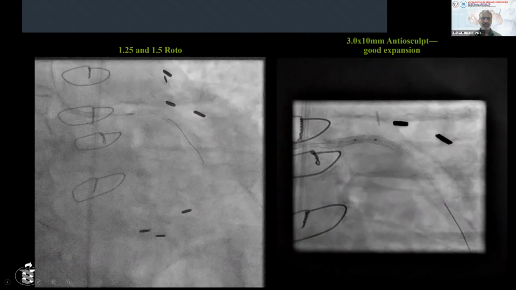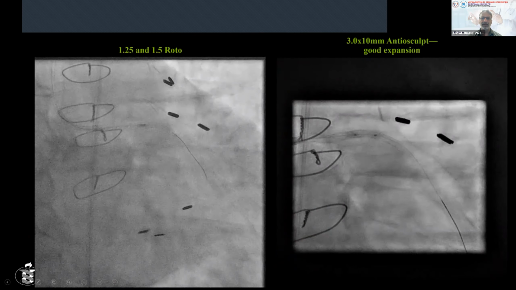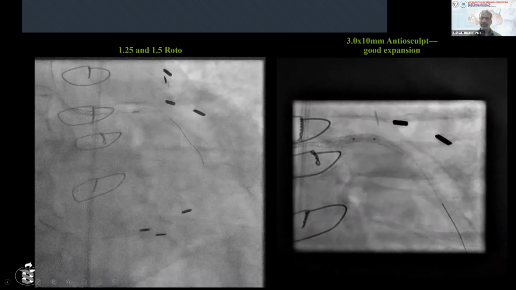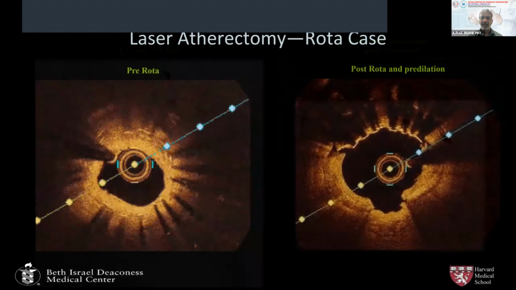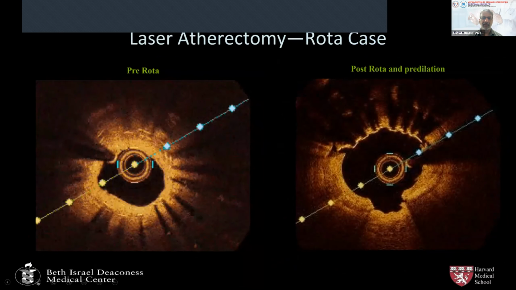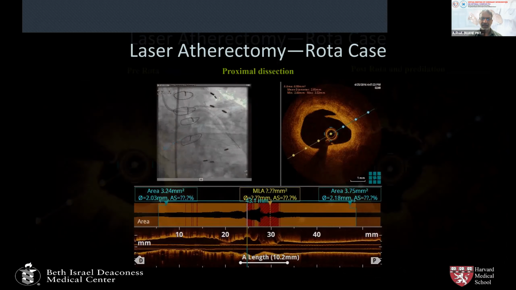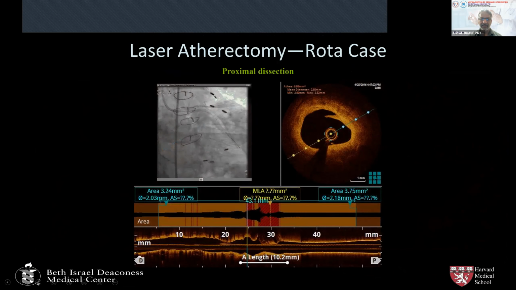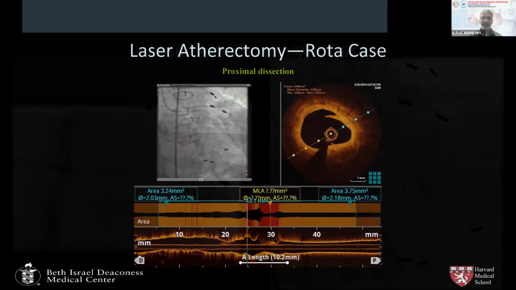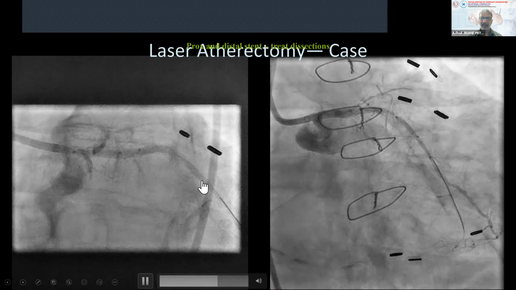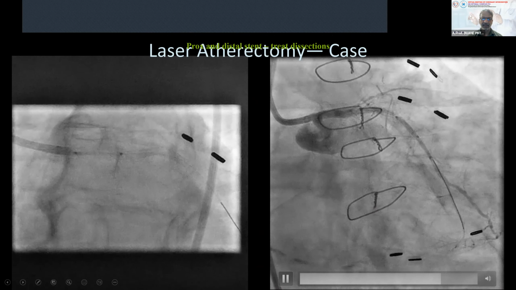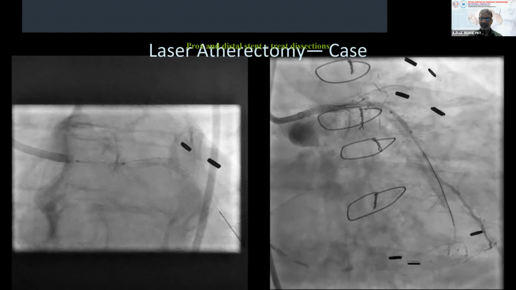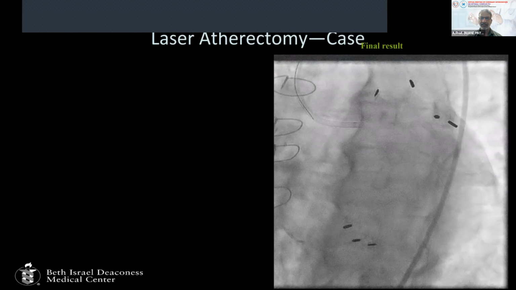And then after 1.25 and 1.5 rotablator burrs, AngioSculpt balloon angioplasty was performed with good expansion. Pre-rota and post-rota and pre-dilation, there was good expansion. And then in this case, only rotational atherectomy, followed by balloon angioplasty, was done; in one area distal to the index lesion, a stent was placed because of dissection. This is the final result.